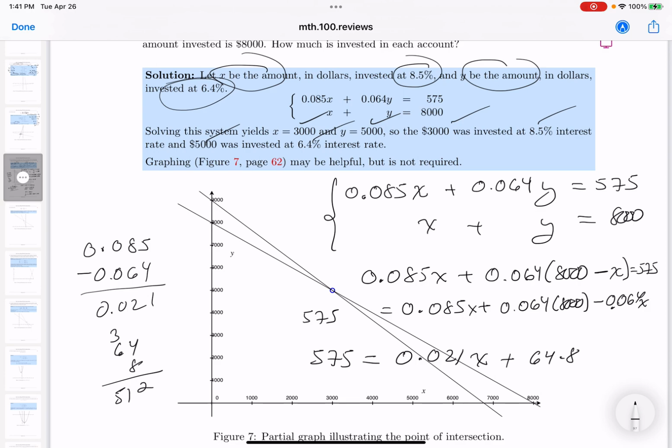You do not need to do a graph to do that problem. Furthermore, if you need to use a calculator to do that, please feel free to do so.